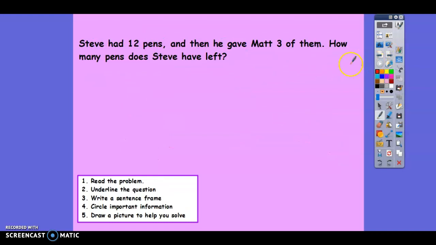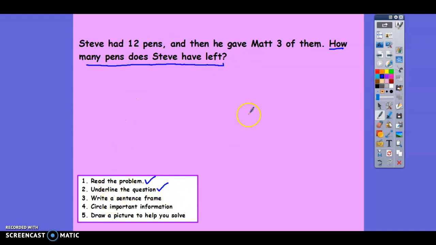All right. In this question, it says, Steve had 12 pens, and then he gave Matt 3 of them. How many pens does Steve have left? All right. I've read my problem. Let's underline the question in that problem. Let's see. It says, how many pens does Steve have left? So I've underlined my question. Now I'm really understanding. I'm trying to figure out how many Steve has now.